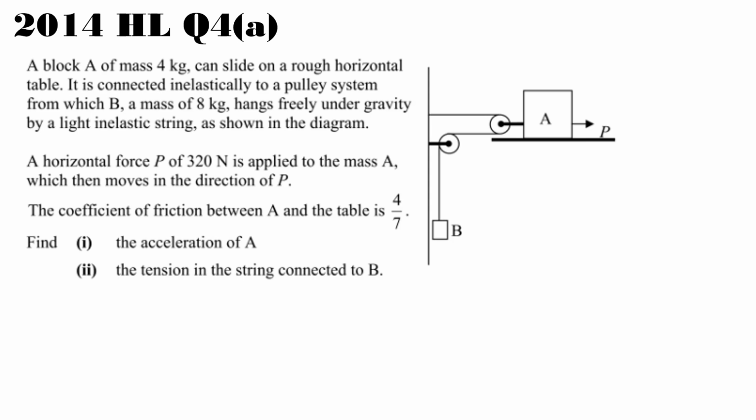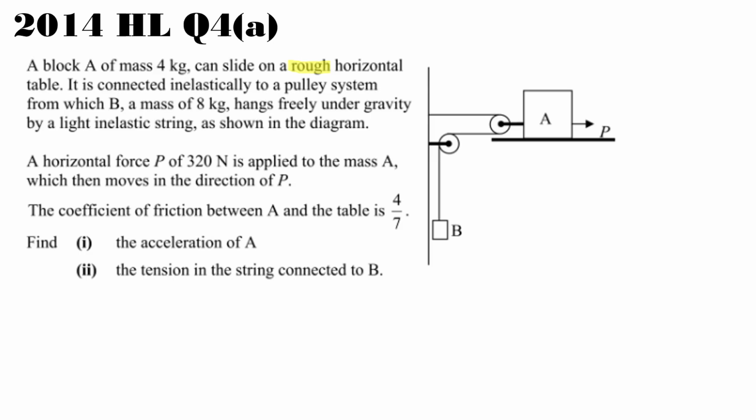A block A of mass 4 kg can slide on a rough horizontal table, so that's important. We're going to need to bring friction in here. It is connected inelastically to a pulley system from which B, a mass of 8 kg, hangs freely under gravity by a light inelastic string as shown in the diagram.